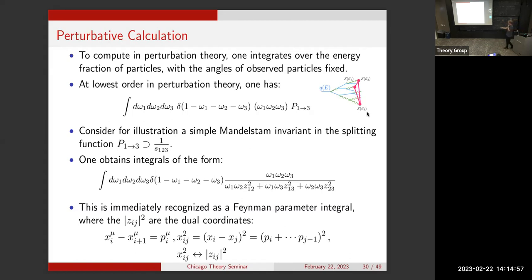If you stare at this a little bit, you'll immediately recognize that this is very analogous to a Feynman parameter integral, or in this case, literally identical to a Feynman parameter integral. What this means is that one can repurpose a lot of the integration techniques for Feynman parameter integrals, or just one-loop integrals in general, for doing these integrals. In particular, this one can be mapped directly to a Feynman parameter integral if you recognize these zijs as particular dual coordinates for momenta.